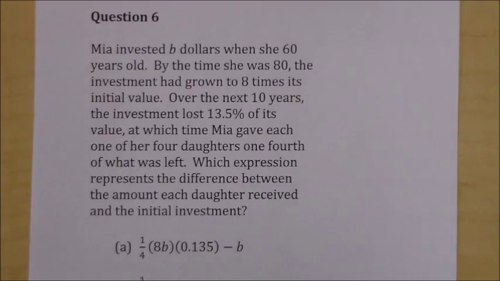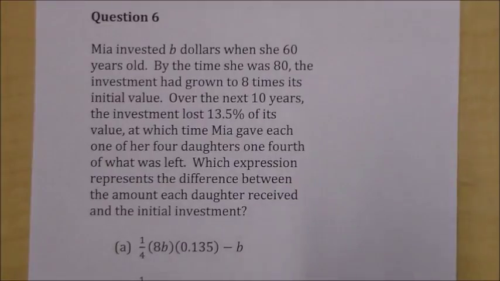Question 6. Mia invested B dollars when she was 60 years old. By the time she was 80, the investment had grown to 8 times its initial value. Over the next 10 years, the investment lost 13.5% of its value, at which time Mia gave each one of her 4 daughters 1/4 of what was left. Which expression represents the difference between the amount each daughter received and the initial investment?